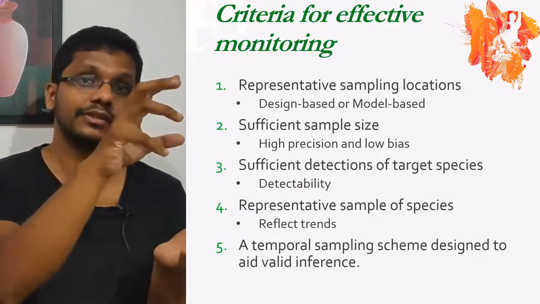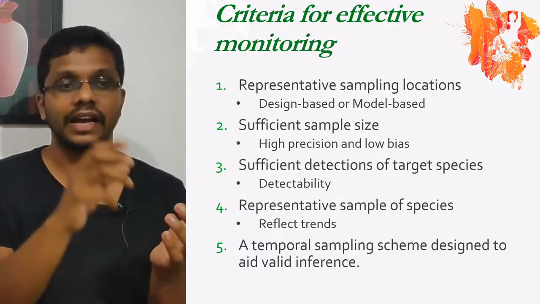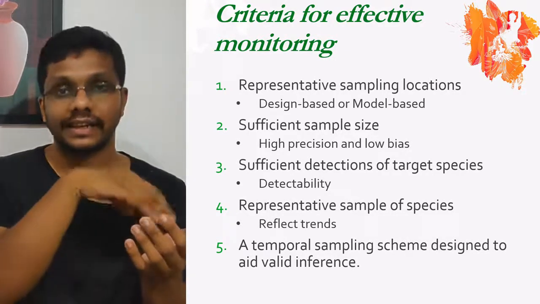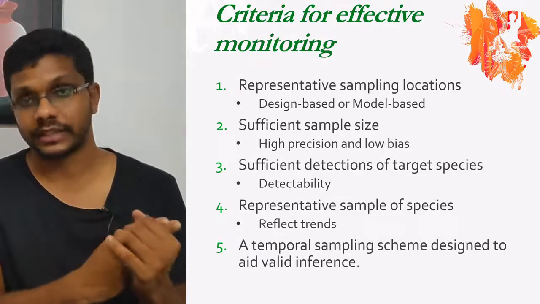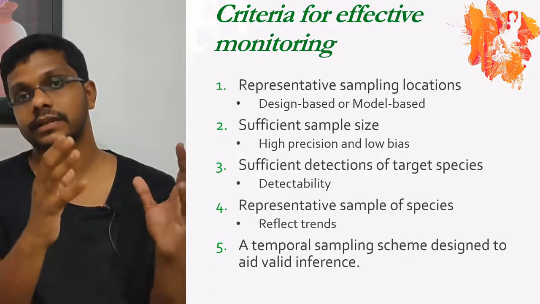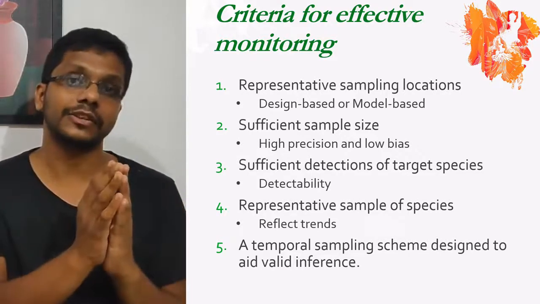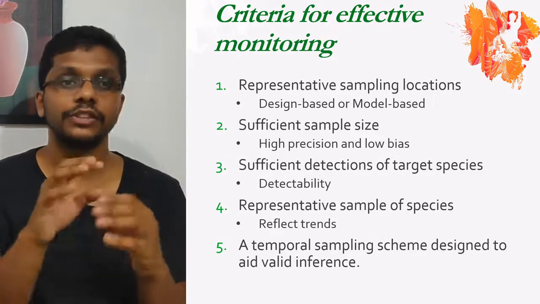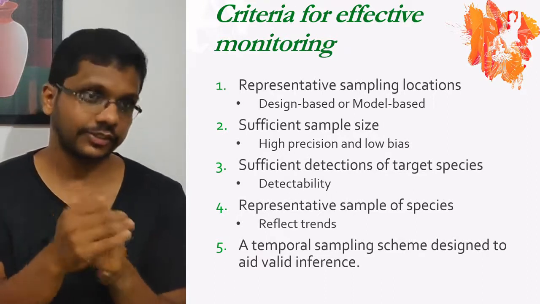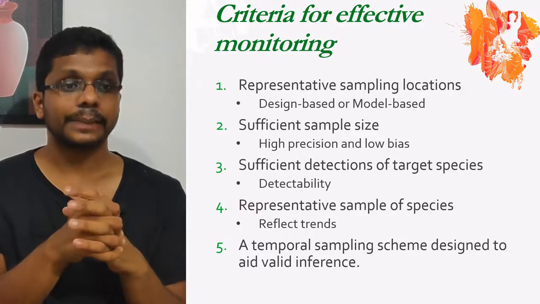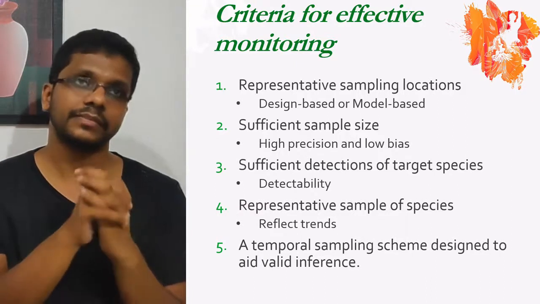Even if we have enough number of samples and we are doing it in a randomized way, the detectability of species is also important. If the organism or the species we are looking for is not that detectable, we should devise some methods to overcome the limitations. Fourthly, representative samples of all species.